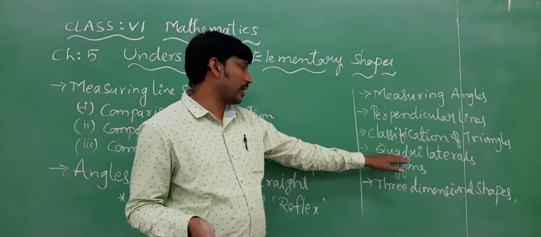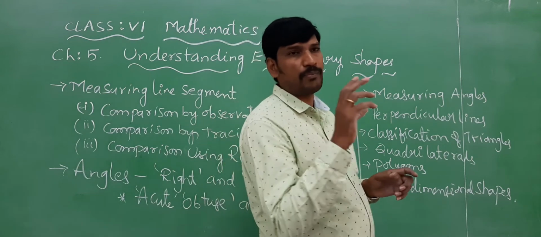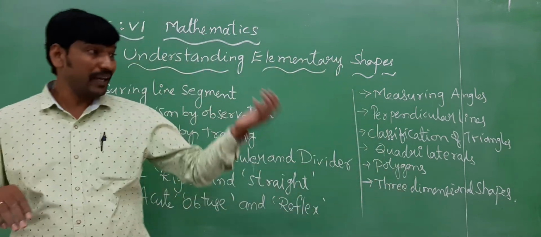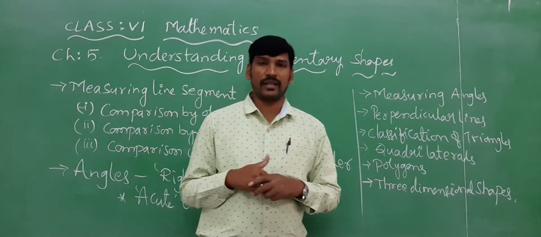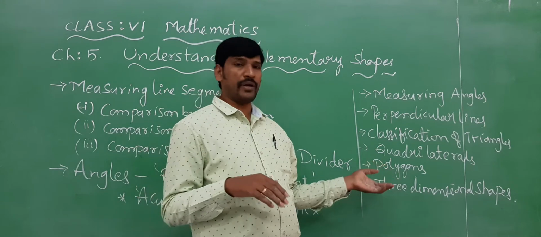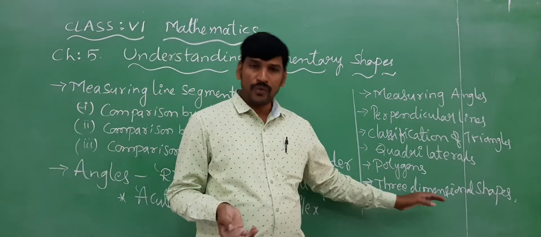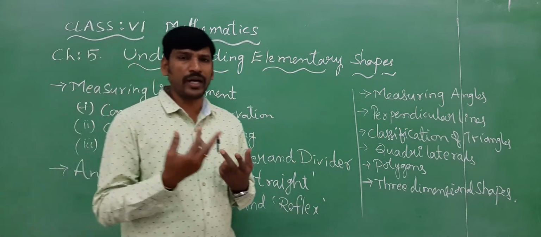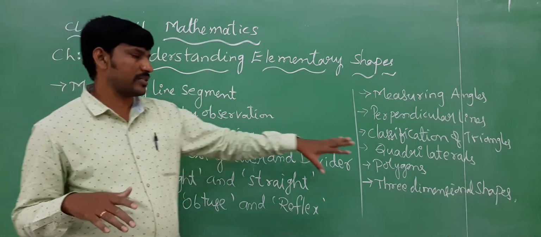Now coming to the quadrilateral also. We discussed only what a quadrilateral is. It is a simple closed figure with four line segments, as we discussed in the previous session. But in this session we are going to discuss the different types of quadrilaterals. Now coming to different types of polygons as well as three-dimensional shapes. What are three-dimensional shapes? They are nothing but 3D shapes like cube, cuboid, cylinder, cone. These are all three-dimensional shapes that we are going to discuss in this chapter.